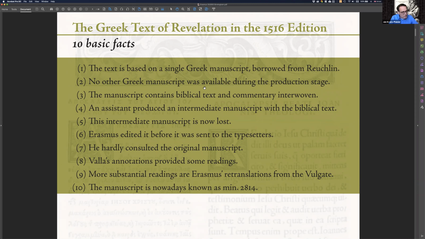And there are indeed a number of explicit statements by Erasmus himself, which we could call the external evidence. And there are comparisons that can be made between the 1516 Greek text and Minuscule 2814 and other information. And then you see the exact nature of the Erasmian interventions, and that can be seen as the internal evidence. But I will focus mainly on the external evidence.